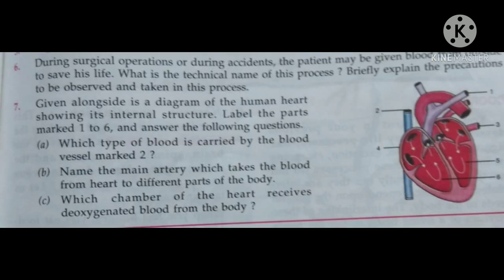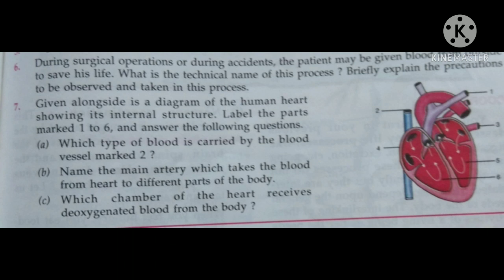Next, during surgical operations or during accidents, the patient may be given blood from outside to save his life. What is the technical name of this process? Briefly explain the precautions to be observed and taken in this process. The technical name for this process is blood transfusion. Answer is blood transfusion. So what are the precautions to be taken?